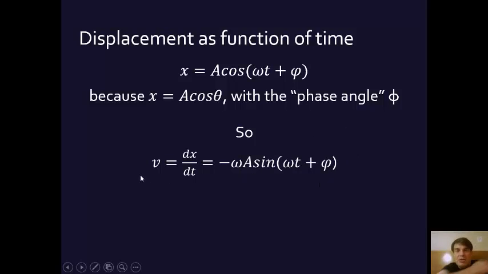If you don't understand that, don't worry about it. You might review how to take the derivatives of transcendental functions or trig functions. But if in doubt, just memorize that this is the formula for the velocity of a harmonic oscillator.